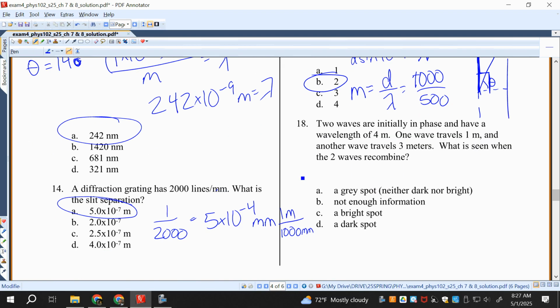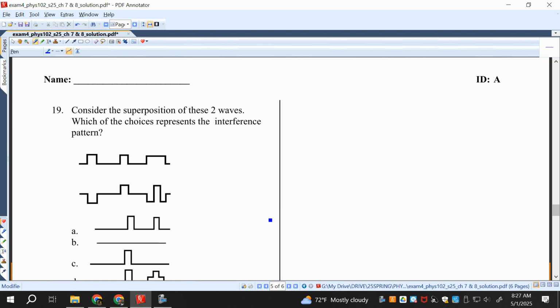Two waves are initially in phase and have a wavelength of 4 meters. One wave travels 1 meter and the other wave travels 3 meters. So my path length difference is 3 minus 1, or 2 meters. Notice that this path length difference is equivalent to 1/2 of a wavelength. So I'm going to see a dark spot at that point.